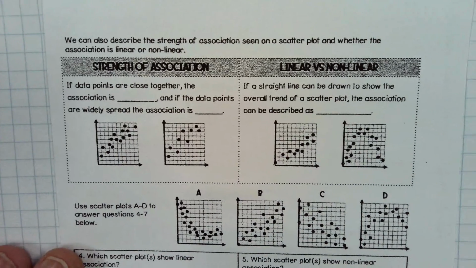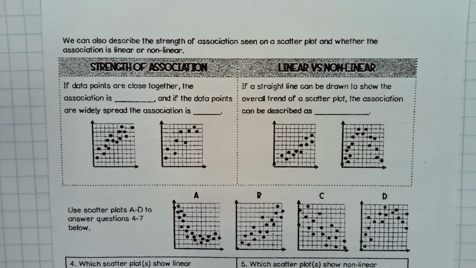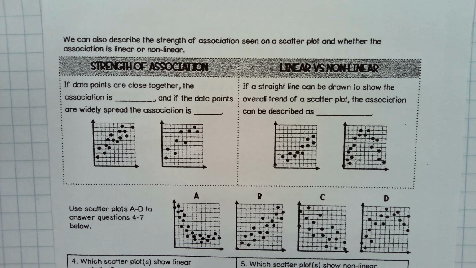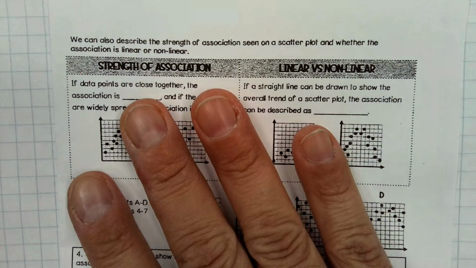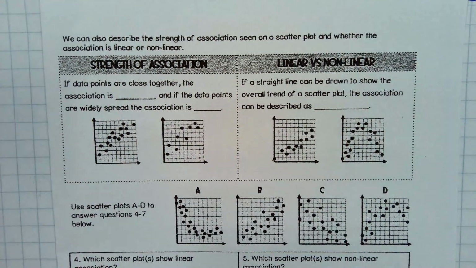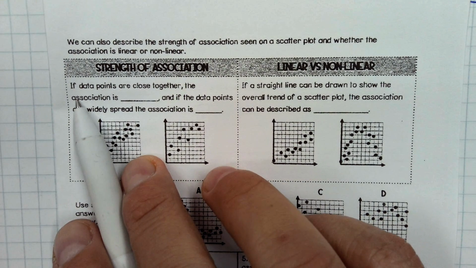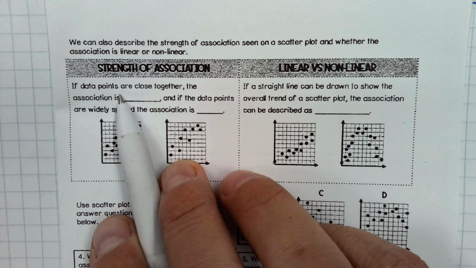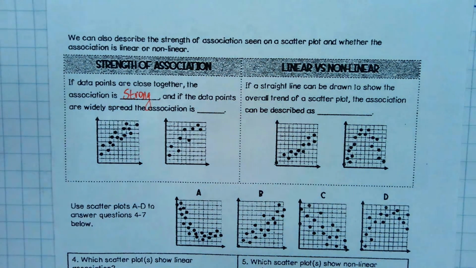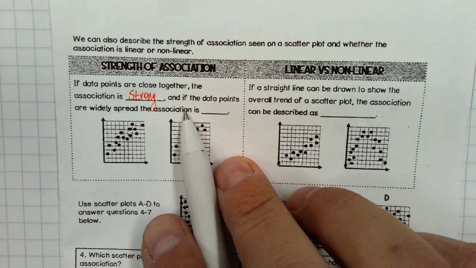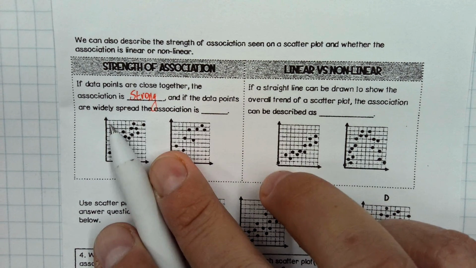Okay. All right, so the other thing we can do is describe the strength and the type of association, whether it's linear or nonlinear. And so we're going to look at those next. Okay? So let's talk about the strength of the association, first of all. And this is actually pretty easy. It's all visual stuff. If the data points are close together, the association is strong. We call that a strong association. The closer together the points are. And if the data points are widely spread, the association is what we call weak.